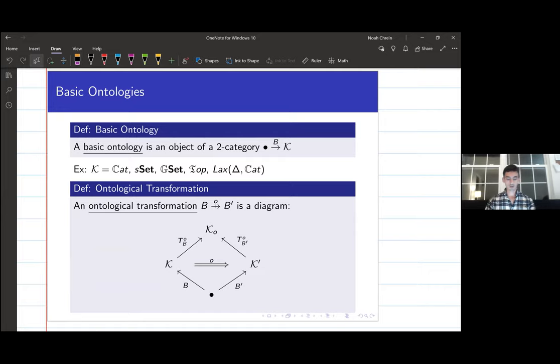Okay, so here is what a basic ontology is. So a basic ontology is just an object of a two category, okay? That seems a little strange because this two category, which is script K, is not fixed. Like I can vary this two category. And when I vary this two category, what I'm varying is the type, quote unquote, of ontology. So for example, I can look at the two category of categories. Categories are an ontology, or simplicial sets, or globular sets, or topological spaces, or even stranger things, okay? But the point is that they're part of some two category. They're just an object in the two category.